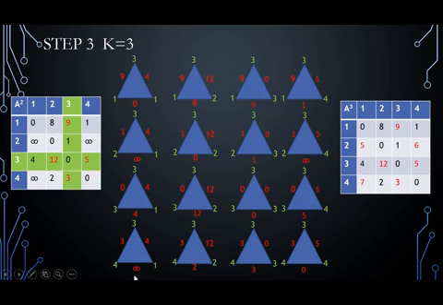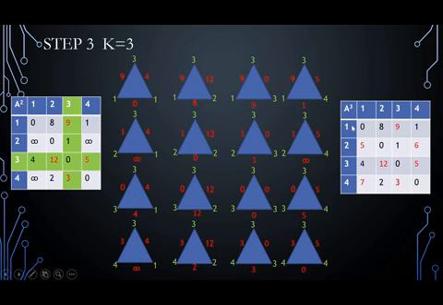3 plus 4 compared with infinity. 3 plus 4 is 7. When compared to infinity, it is less. So therefore, I am updating this value as 7. Then 3 plus 12 compared with 2 remains 2. 3 plus 0 compared with 3 remains 3. 3 plus 5 compared with 0 remains 0.